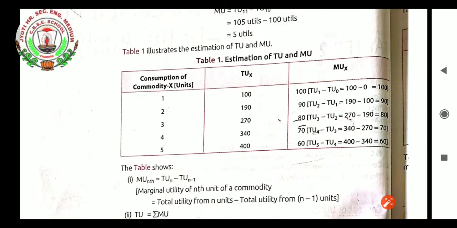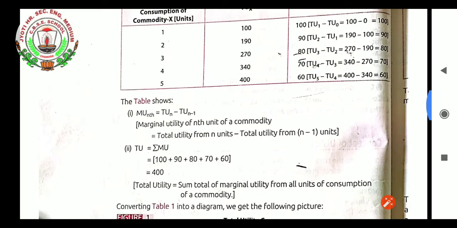The table shows MU n equals TU n minus TU n minus 1. Marginal utility of the nth unit of a commodity equals total utility from n units minus total utility from n minus 1 units. Total utility can be called the sum total of marginal utility. So another formula for total utility is the sum total of marginal utility from all units of consumption of a commodity.